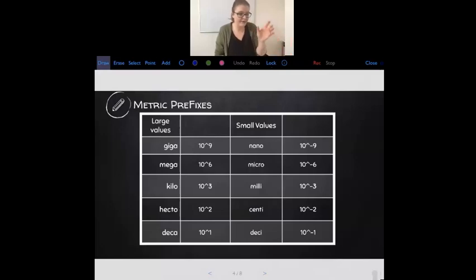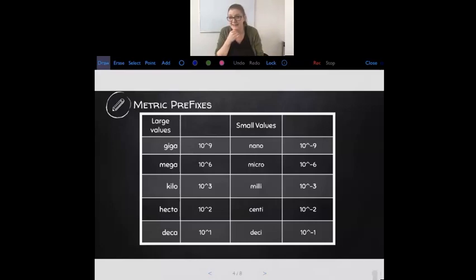So on the 2 left columns are large values, on the 2 right columns are small values. And so large values, giga is times 10 to the 9th. And recall, this looks a lot like scientific notation, and we'll talk about that more on the next slide. Mega is 10 to the 6th, kilo is 10 to the 3rd, hecto is 10 to the 2nd, deca is 10 to the 1st. Small values, we've got nano, micro, milli, centi, deci.